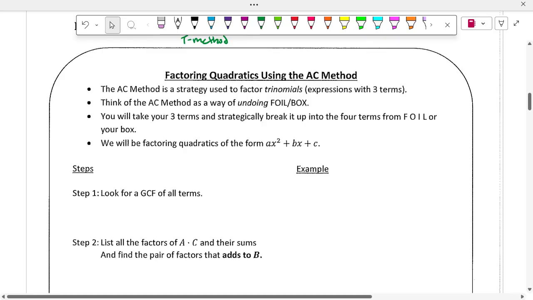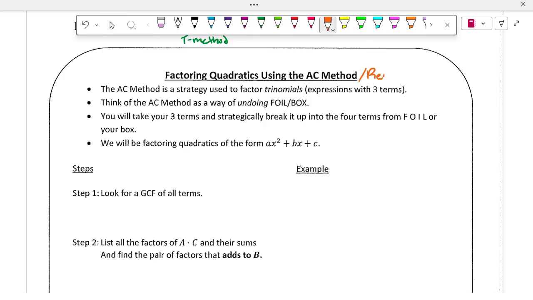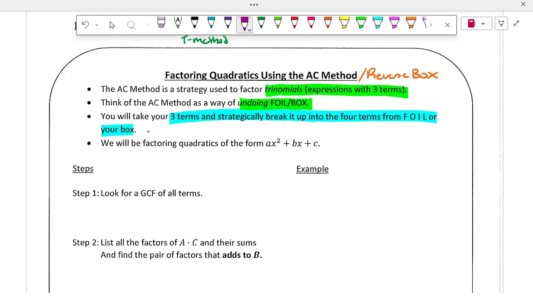So factoring using the AC method or reverse box. These are pretty much all the same for both reverse box and AC method. The AC method is a strategy used to factor trinomials. Remember, trinomials are expressions with three terms. And it's a way of undoing FOIL or box. So AC method undoes FOIL, reverse box obviously undoes box. You take your three terms and strategically break it up into four terms from FOIL or your box. So this is where we use what we call big X.